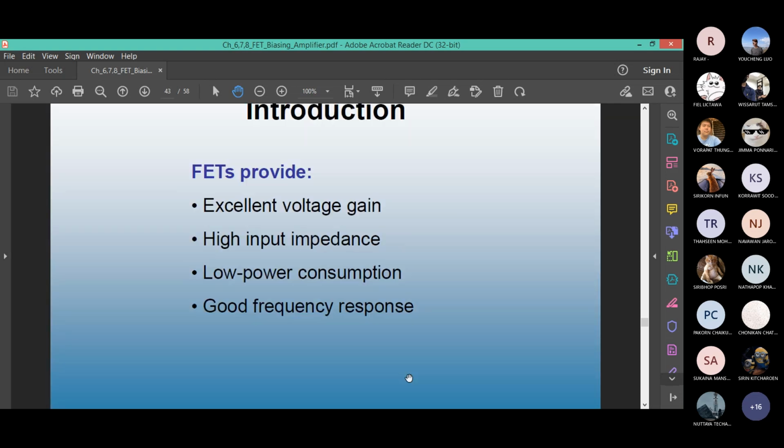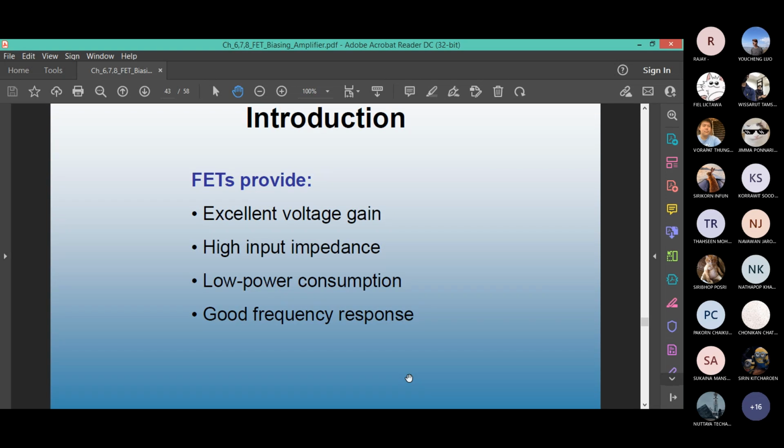This is just a summary of FET. They have great voltage gain, and input impedance is high compared to many other amplifiers. FETs consume a bit low power and are stable over a wide range of frequency.